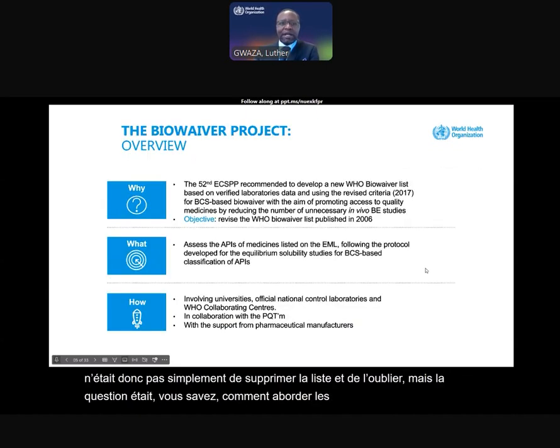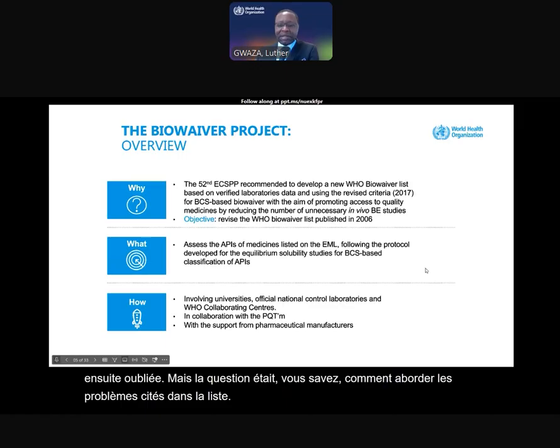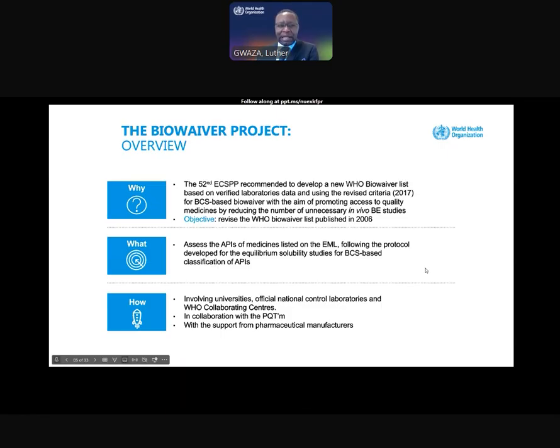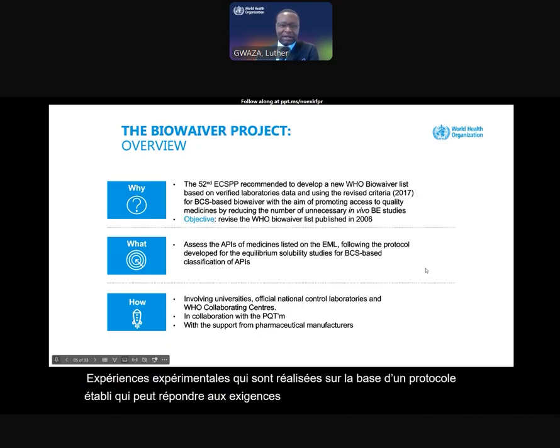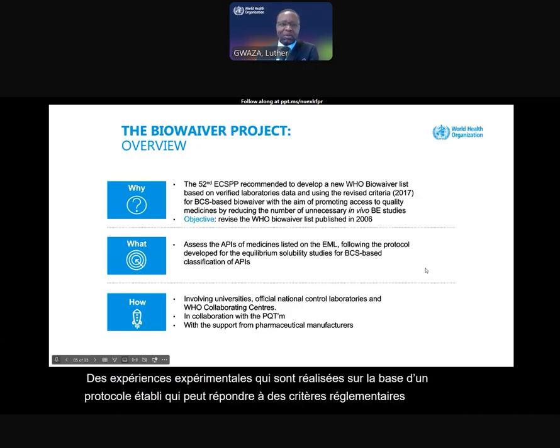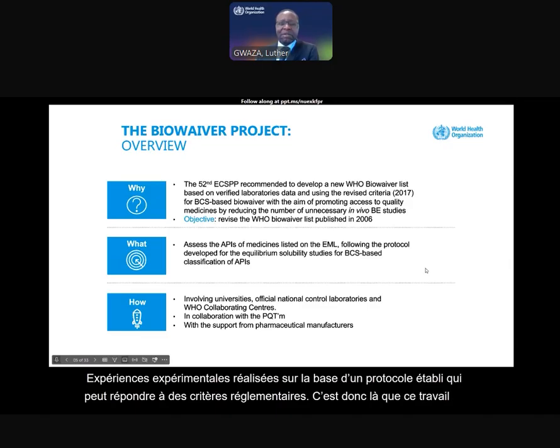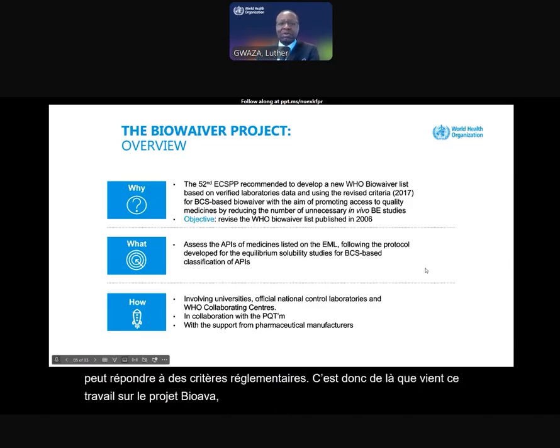And this is where the decision was made by the expert committee to say, we could sort of recreate the list, but using data that is coming from experimental experiments that are done based on an established protocol that can meet regulatory criteria. So this is where this work on the Biowaiver project is coming from. It is coming to address the problems with the original list.